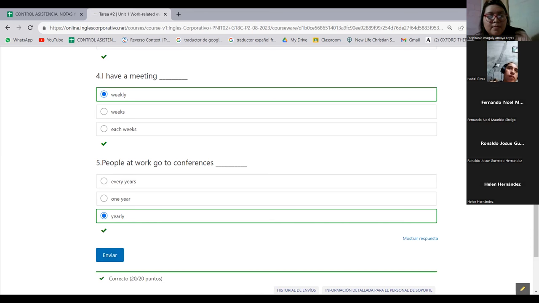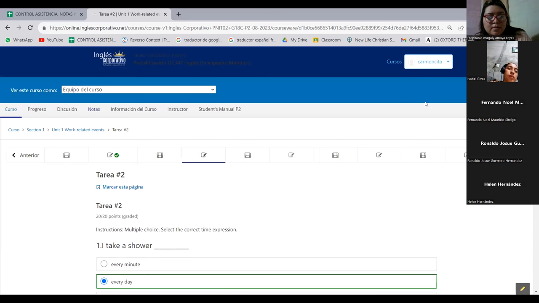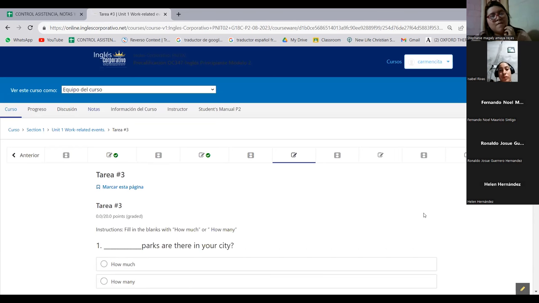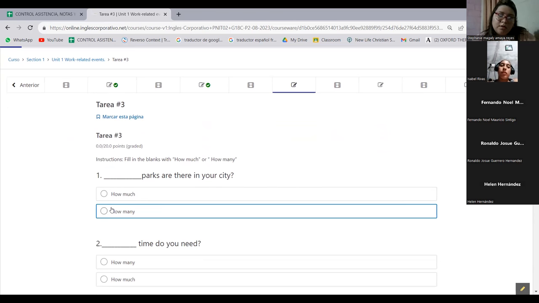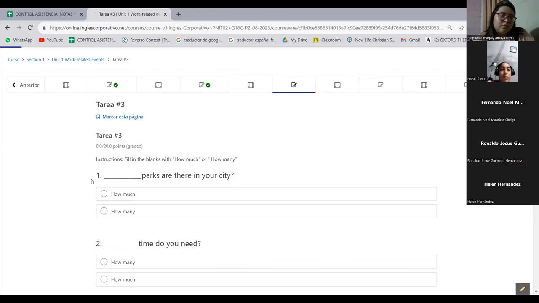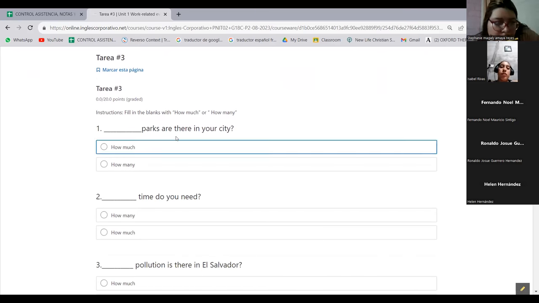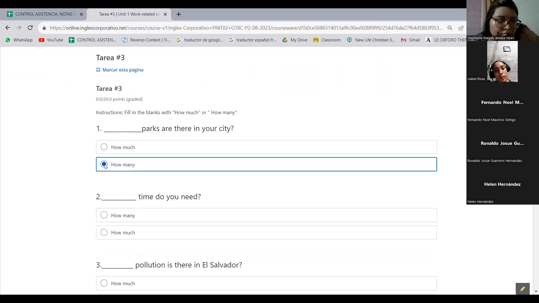We did it, guys. You're such a great group. Oh, my goodness. Now, under the topic, how to use how many and how much, let's look at homework number three. The instruction says, fill in the blanks with how much or how many, but this is a multiple option, right? We have to select which one. Number one. Can we count parks? Many. How many parks are there in your city? Correct. How many? Because parks is count noun. Okay. Count noun. All right.